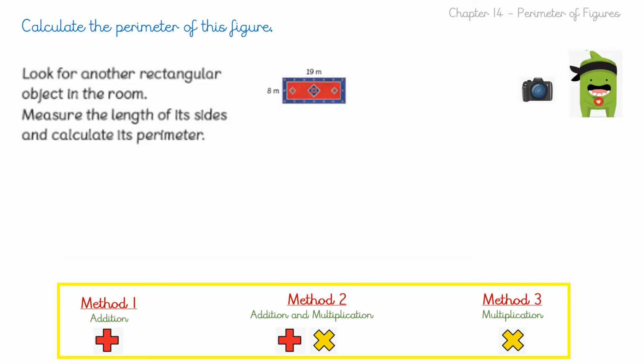Great. So now, can you look for another rectangular object in the room? I'm going to ask you to measure the length of its sides and calculate its perimeter. So anything that is called a rectangular shape in your room. You could use method 1 to solve it, method 2, can you use method 3? Did you come up with another method? Pause the video and upload your findings to Class Dojo.